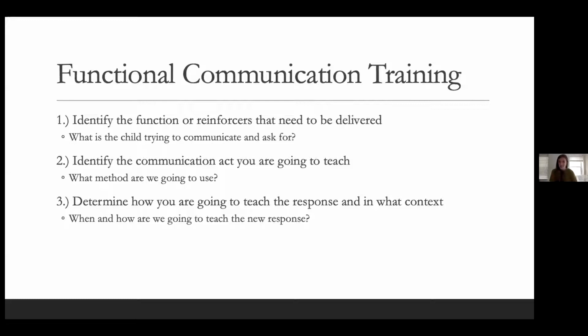So in what context? Is this only going to happen when we are at the dinner table and that's when you're engaging in the problem behavior? Do we need to teach you that you can ask for something in the presence of mom, but you can't ask for it in the presence of a stranger on the street? So we really need to determine the situation, the context, that we can teach the response, and the contexts or situations where it's not appropriate for the child to use the response. So those are all things that need to be figured out prior to starting our intervention.